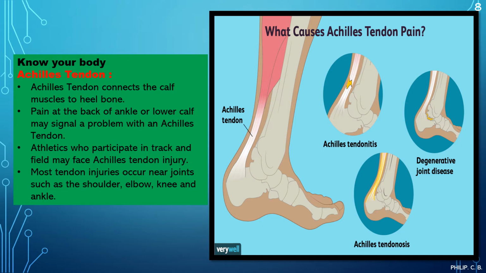So again I put an image showing the Achilles tendon, where the pain is present and what the types are: Achilles tendonitis, that is inflammation, degenerative joint disease, or Achilles tendinosis, again inflammation affecting the tendon region.